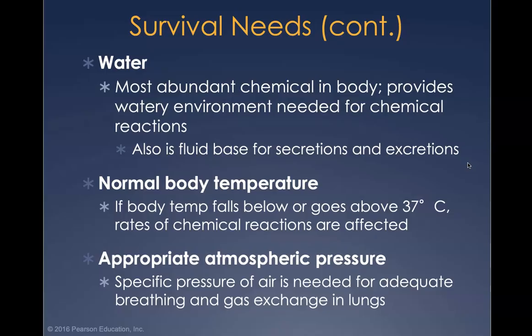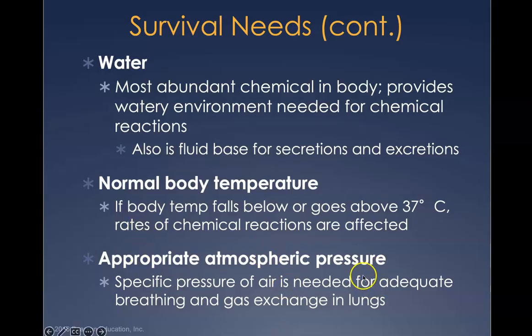Normal body temperature. So we have this, again, homeostatic level. I'm going to introduce that word, this level of body temperature that we like to maintain. That's because that is the ideal temperature that our chemical reactions function at, meaning our chemical reactions work best at this body temperature. So if the body temperature falls below or goes above 37 degrees Celsius, our chemical reactions are affected. They can either go too fast or too slow. And so again, that's why we have all of these processes that we're going to talk about in just a minute that help us to maintain a normal body temperature.